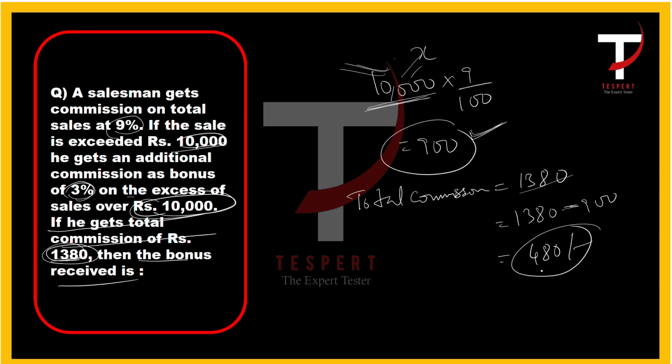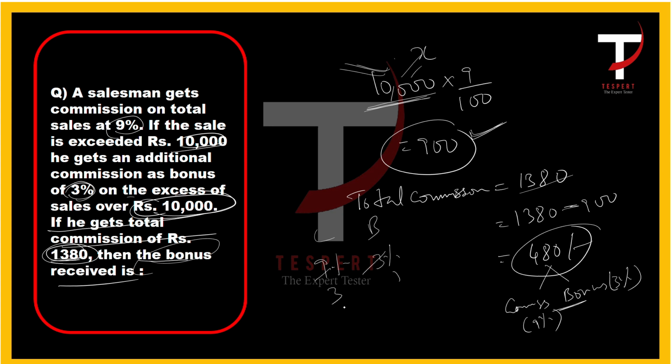However, this 480 includes two things: the bonus of 3% and the commission of 9%. But here we want only the bonus. So how to find it? The percentage of commission is 9% and the percentage of bonus is 3%. So the ratio here is 3 is to 1, which is 3x and 1x. In this ratio we shall divide this 480.